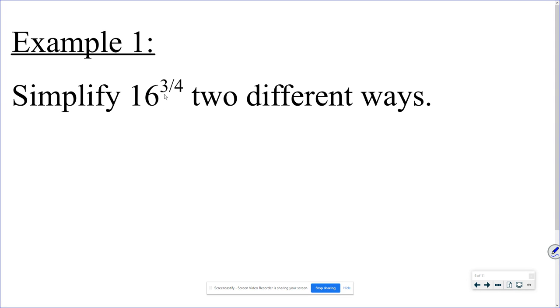So simplify 16 to the 3/4 power 2 different ways. So what we want to do is write it one way. And one way we could write this is as 16 to the 3rd power, and then the bottom number tells the type of radical, so it'd be the 4th root of that. And it says to simplify. So we would start on the inside and figure out what 16 times itself 3 times is equal to, which is 4,096.